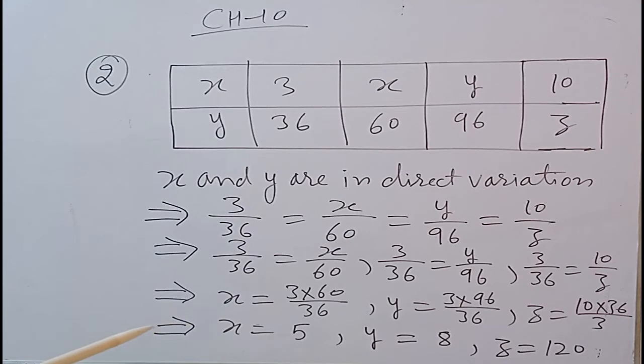Now solving this, 3 twelves are 36 and 12 fives are 60. Same here, 3 twelves are 36 and 12 eights are 96. Same here, 3 twelves are 36 and 12 into 10 gives 120. So in that manner you will get x equals 5, y equals 8 and z equals 120. That is the answer of question number 2. With the help of this question you can do the other questions of this exercise.